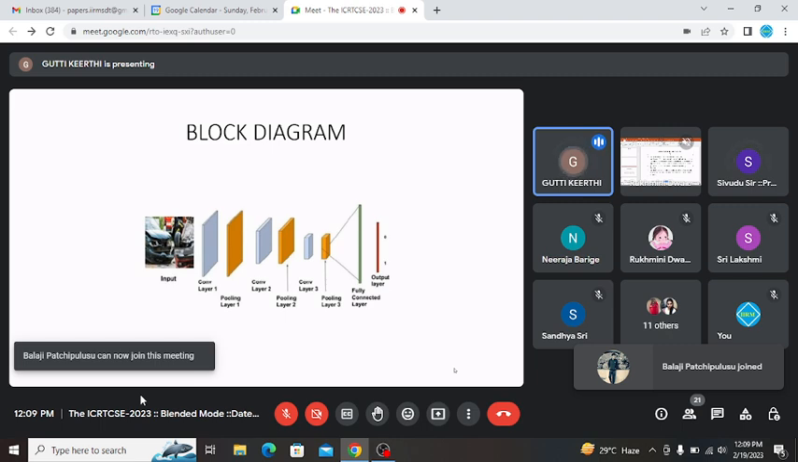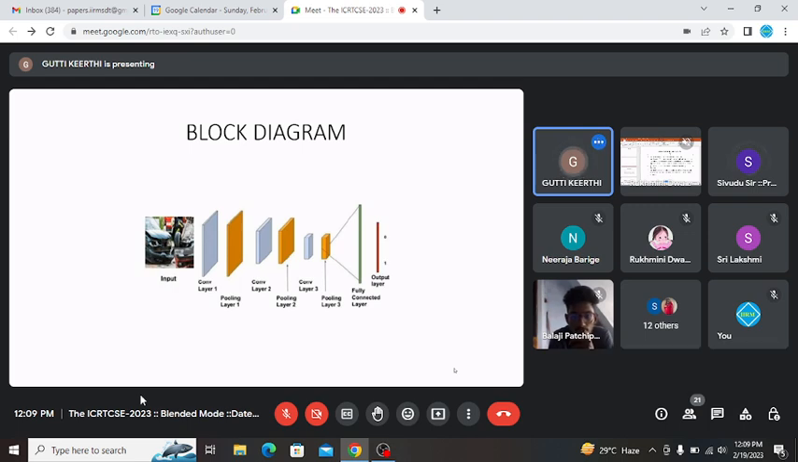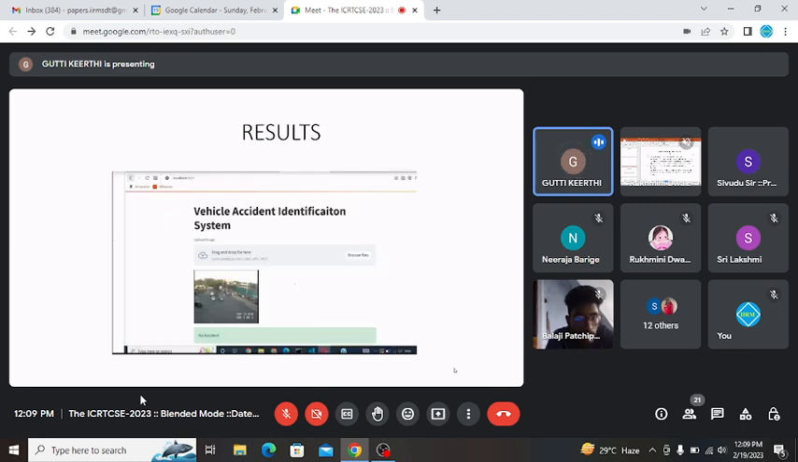The pooling layer takes the input image from the convolutional layer, and then it reduces the overfitting problem, and then it passes the image to the convolutional layer. Likewise these steps are repeated, and finally the output layer presents the output, whether it was an accident or not.